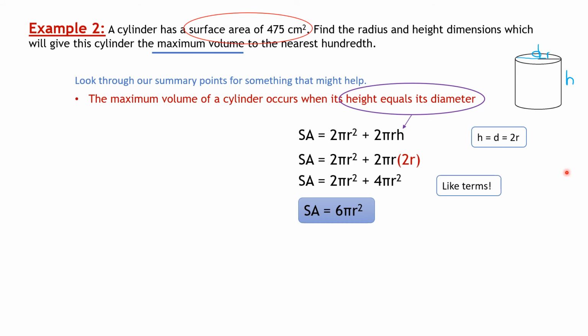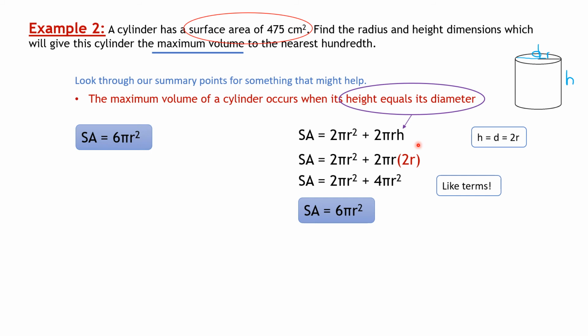So now you know where that formula comes from. That 6 pi r squared formula. That comes from the height being equal to 2 radii. So let's use that formula. Surface area equals 6 pi r squared.